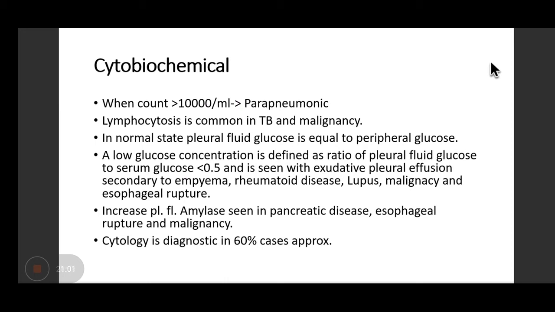When you carry out the TLC and the DLC, what are the other biochemical tests you'll carry out? You'll see the glucose concentration. The glucose concentration is usually reduced. If it is reduced, then what type of pleural effusion is there? Can anybody tell me? It's written also. Bacterial. Okay, but if you want to differentiate it from exudative and transudative, what will you call it?